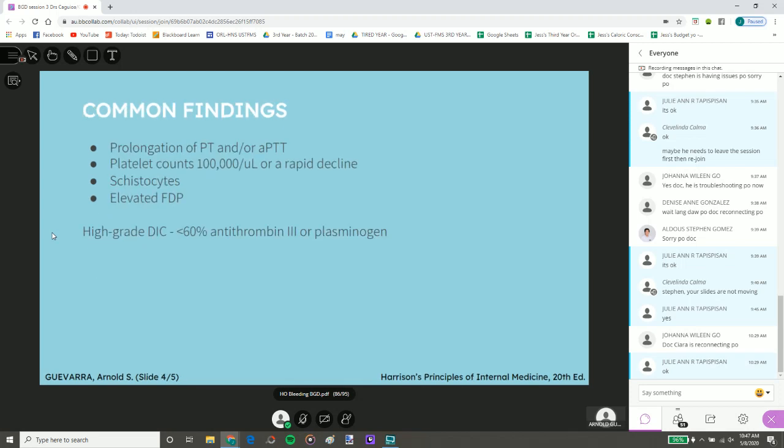Common findings include the prolongation of PT and/or APTT, platelet counts of 100,000 per microliter or a rapid decline in platelet number, the presence of schistocytes or fragmented red cells in the blood smear, and elevated levels of FDP. Because fibrinogen has a prolonged half-life, plasma levels diminish acutely only in severe cases of DIC. High-grade DIC is associated with levels of antithrombin III or plasminogen activity less than 60% of normal.